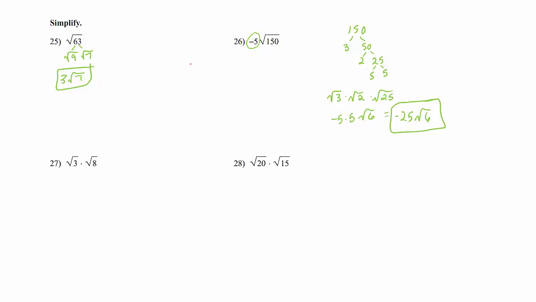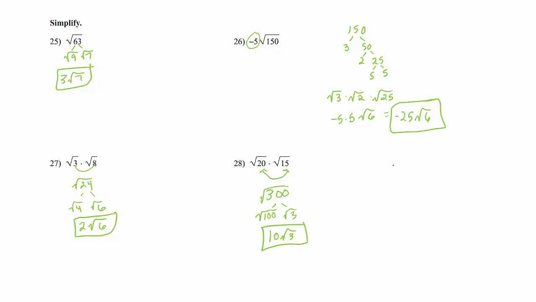On 27 and 28, I personally prefer to multiply first. What is 3 times 8? It's 24, and then do my thing where I try to find a perfect square factor, and I get 2 square roots of 6. 20 and 15, again, I would multiply together and get 300. This one's a little more obvious than 150 was about what we can divide into it. 100 times 3. So the square root of 100 is 10. Square root of 3 is square root of 3.